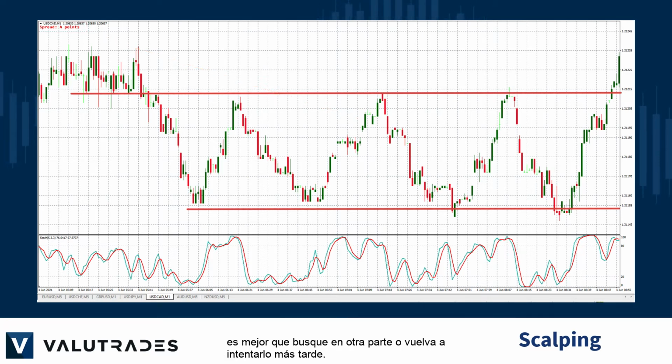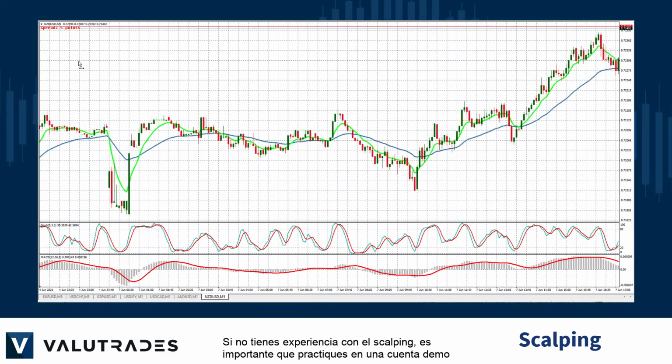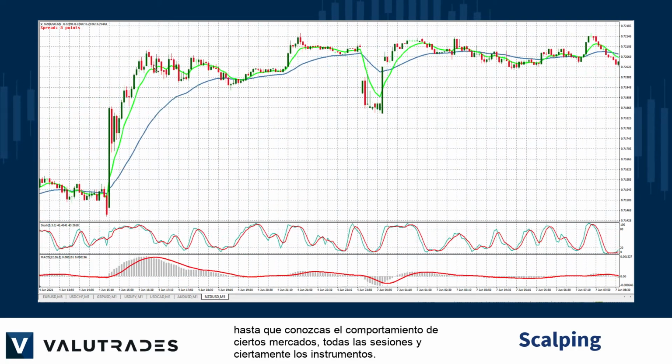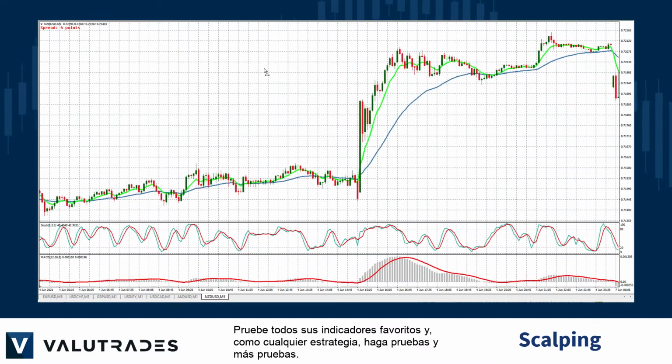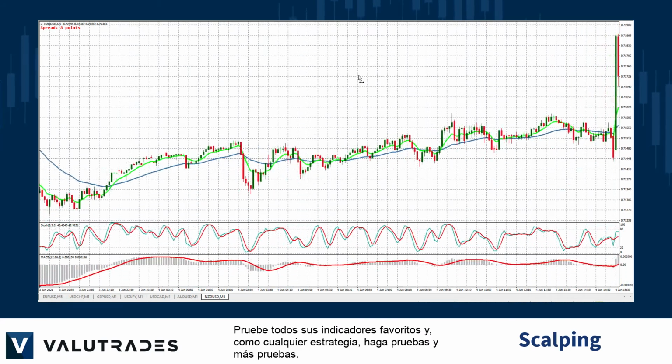If you are not experienced with scalping, it is important to practice on a demo account until you get to know the behavior of certain markets, all the sessions, and certainly the instruments. Try all of your favorite indicators and, like any strategy, backtest, backtest, and backtest.